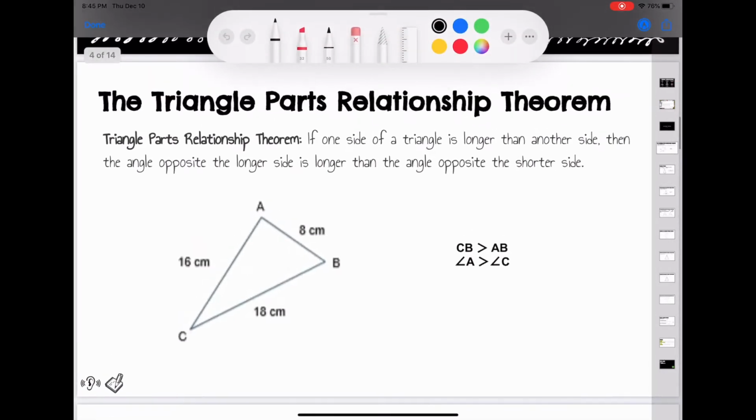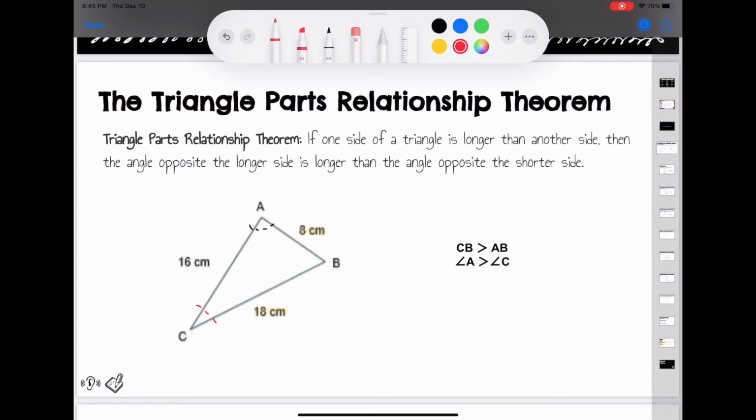The triangle parts theorem states that if one side of a triangle is longer than another side of a triangle, then the angle opposite the longer side is larger than the angle opposite the shorter side. For example, out of 16, 8, and 18, our longest side is 18, so the angle opposite that side, A, would be our largest angle, and the angle opposite our shortest side, 8, would be our smallest angle.